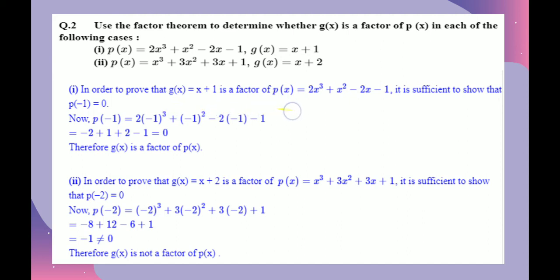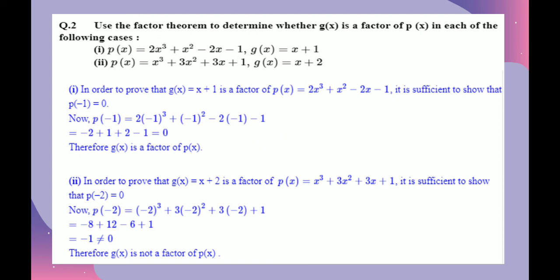So, firstly solving the first part, in order to prove that g(x), which is equal to x plus 1, is a factor of p(x), which is equal to 2x cube plus x square minus 2x minus 1, it is sufficient to show that p of minus 1 is equal to 0. Now, p of minus 1 is equal to 2 multiply (minus 1) raised to the power 3 plus (minus 1) raised to the power 2 minus 2 multiply (minus 1) minus 1.